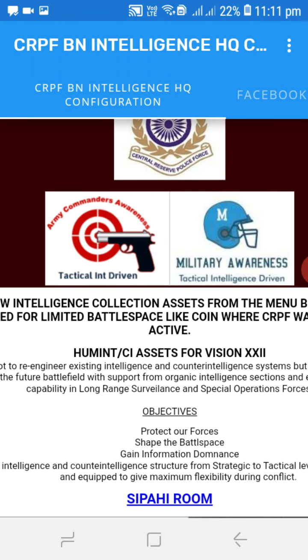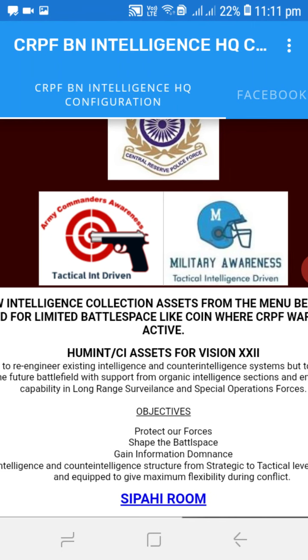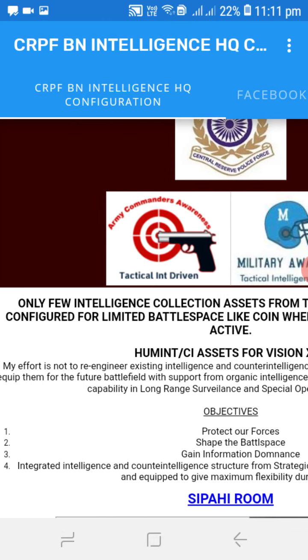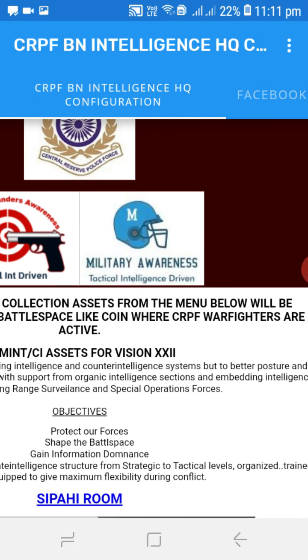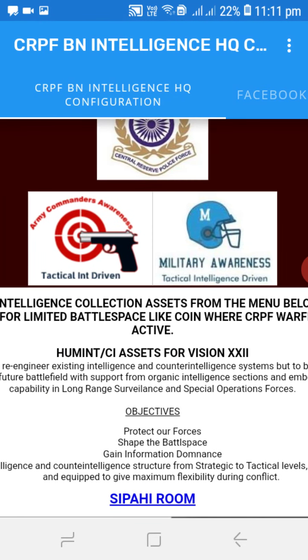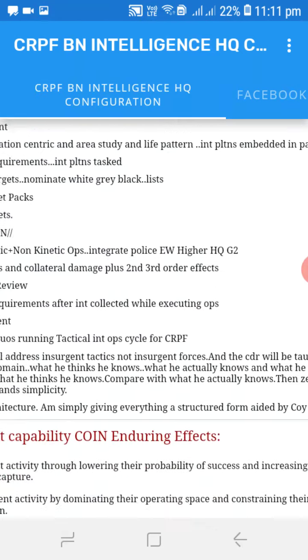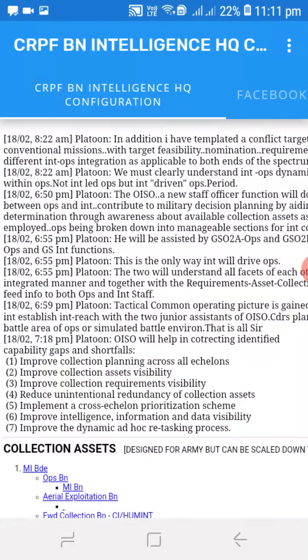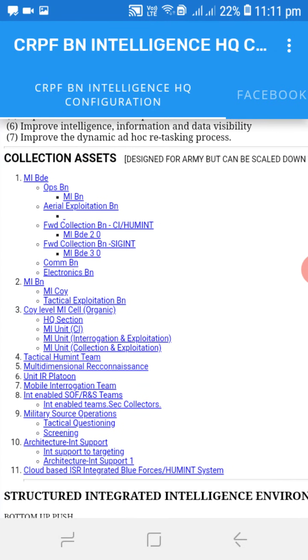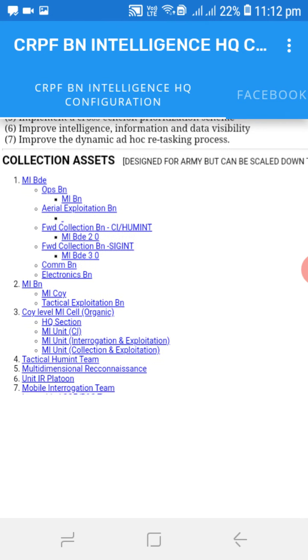Only a few int collection assets from the menu below will be configured for the limited battle space where CRPF warfighters are active. Which menu? If we go down, the menu is here. This is the collection assets menu, which depicts the organic int assets I have created for the army. From here, I'll take a portion for the CRPF. What do I have here?